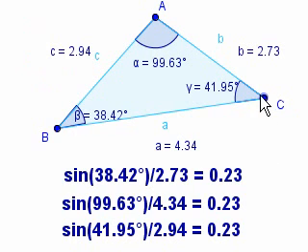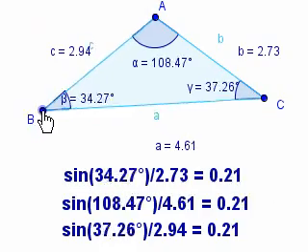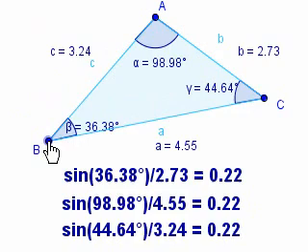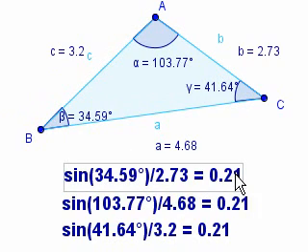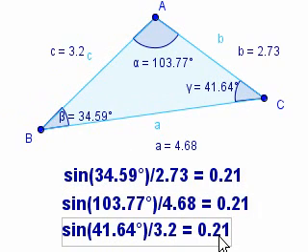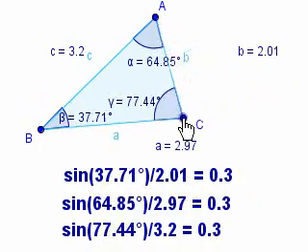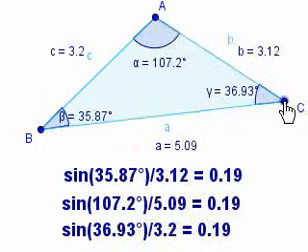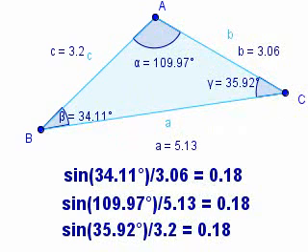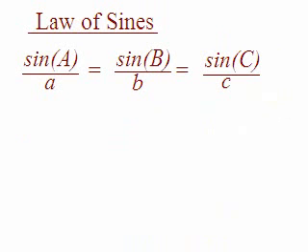In this sketch you can see the sine of B is to its opposite side as the sine of A is to its opposite side, and no matter how I orient this triangle and move it around, you can see that the ratio stays the same, 0.21 in all three cases. And as you make the triangle obtuse or acute, you can see that the ratios are the same. Now let me show you a triangle being solved using the law of sines.